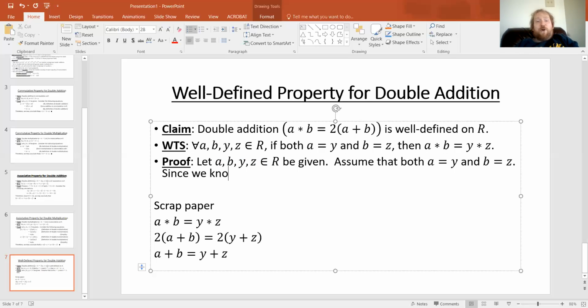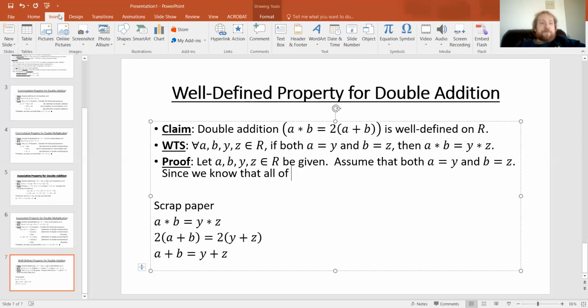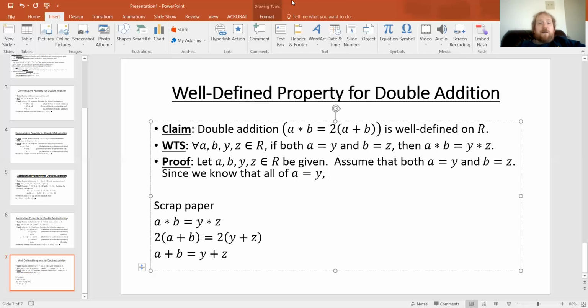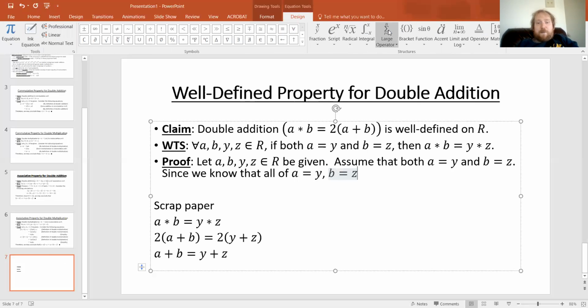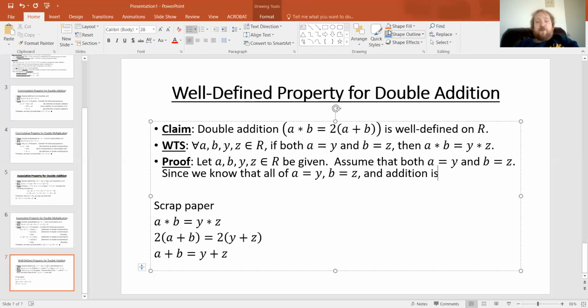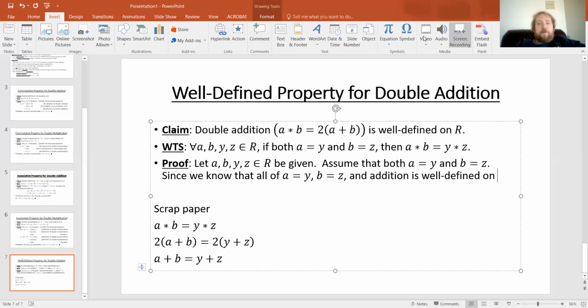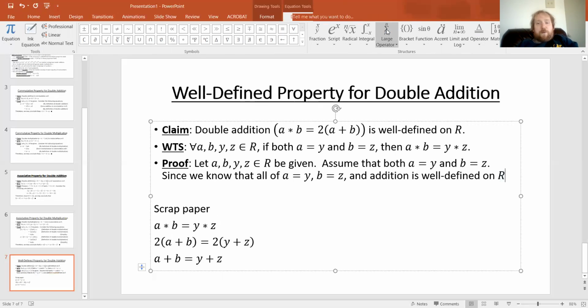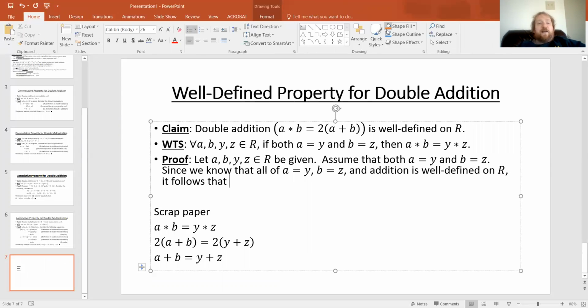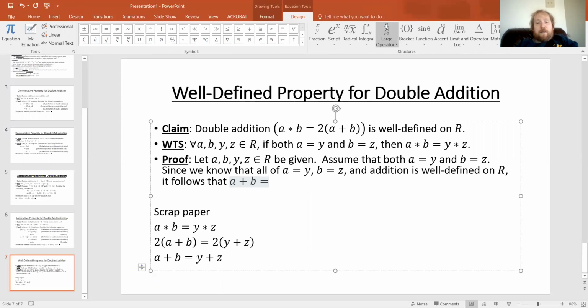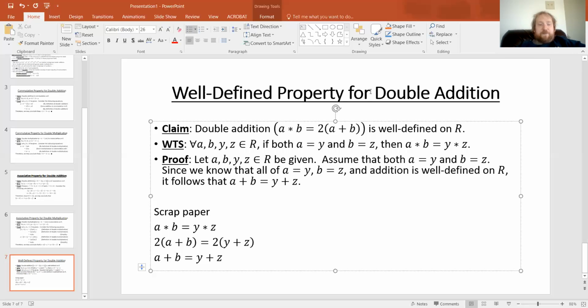So since we know that all of A equals Y, B equals Z, and addition is well defined on R, it follows that A plus B equals Y plus Z. Okay, we've got this.